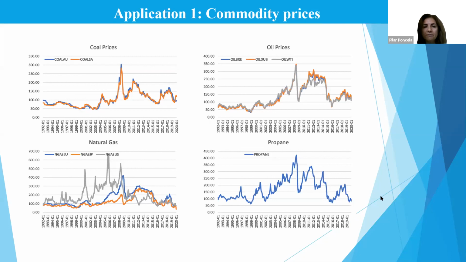These are the graphs of our energy commodity prices. We have 2 coals, we have 3 oils, we have 3 series associated to the prices of natural gas, and then we have propane.